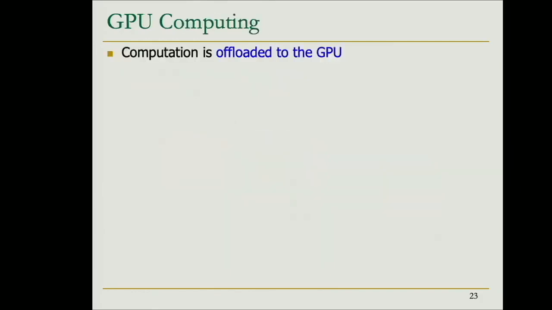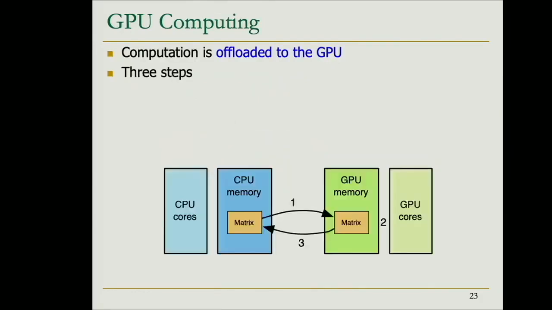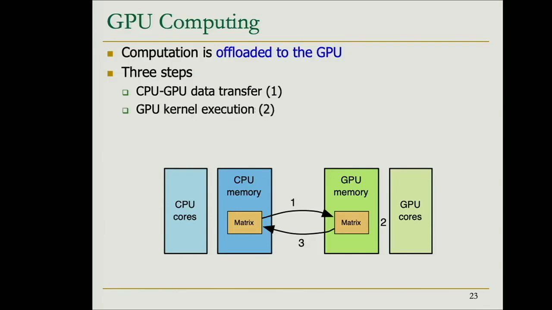Okay, and this is the first slide of how we compute on the GPU, how we offload the computation to the GPU. Three steps. First, we will usually start the computation on the CPU side, where we are going to have the original data structures that we want to operate on. So the first thing to do is to transfer input data from the CPU memory to the GPU memory. Second step, performing the computation or kernel execution, or multiple kernel executions.